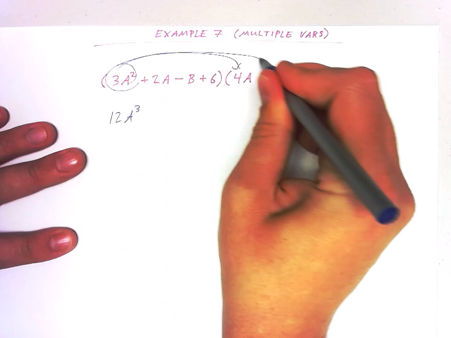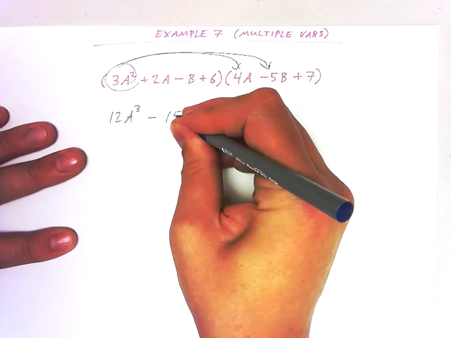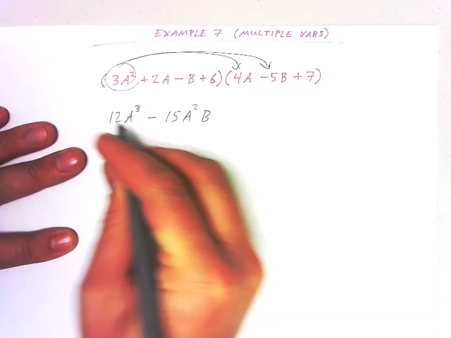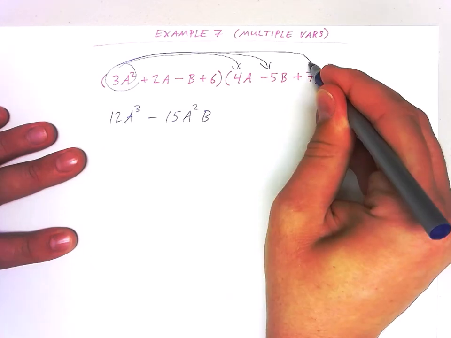So 3a squared times 4a is 12a cubed. Here we go, minus 15.